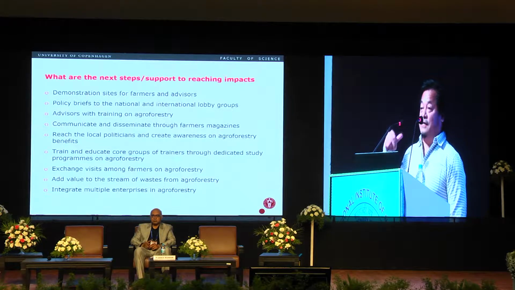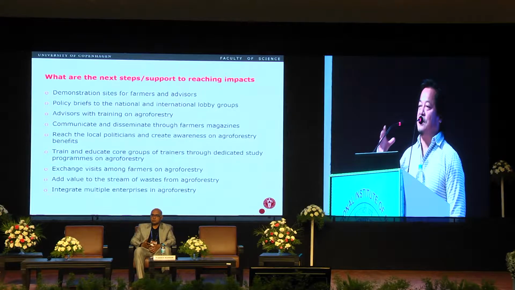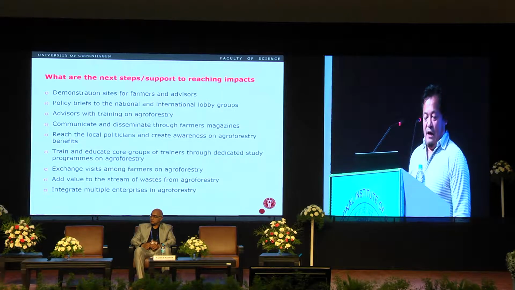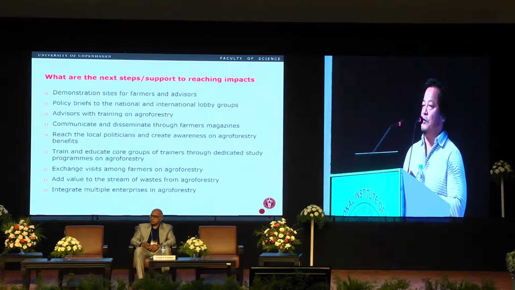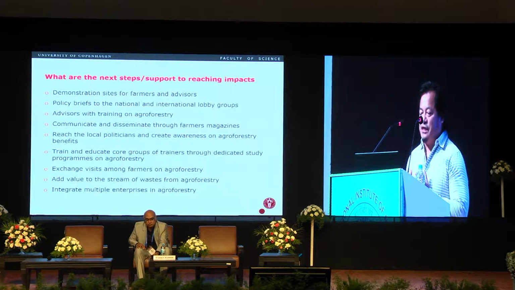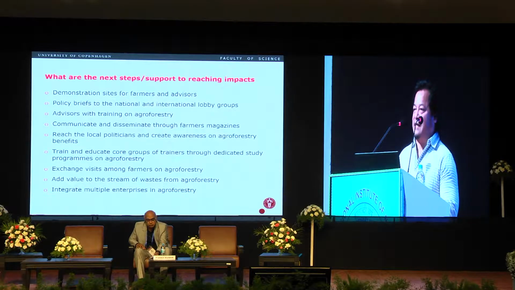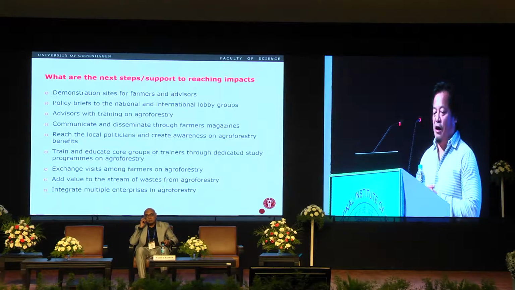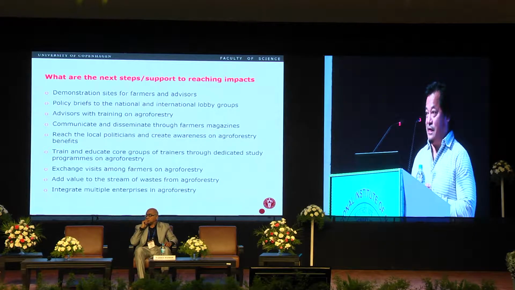And like the one I did, these are real numbers you can actually present to the politician and say, this is what we get out of agroforestry as compared to conventional monocropping. And also train a core group of trainers in order to train on agroforestry, and exchange visits among farmers on agroforestry, and add value to the stream of waste that comes out of agroforestry because of the multiple enterprises we have. And also to integrate multiple enterprises in agroforestry.